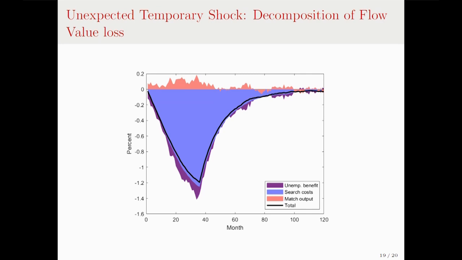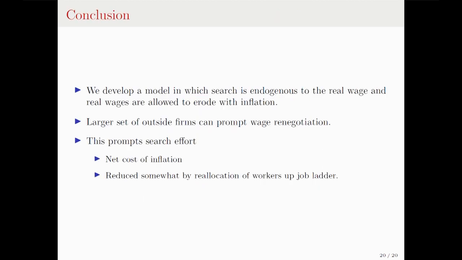We also have some additional match output, that's the pink, that's actually a positive, because we're matching people to better jobs, and in these better jobs, they produce more. Okay.